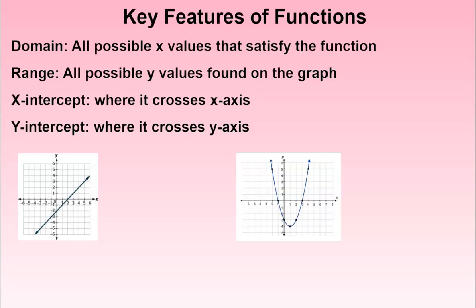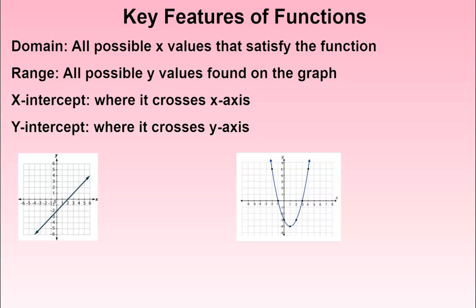The domain is all possible x values that satisfies the function. So you're only looking at the x coordinates or the x-axis. The range are all the possible y values found on the graph. And the x-intercept is where it crosses the x-axis, and the y-intercept is where the graph crosses the y-axis. So we're going to find all four of these on each of these two graphs.